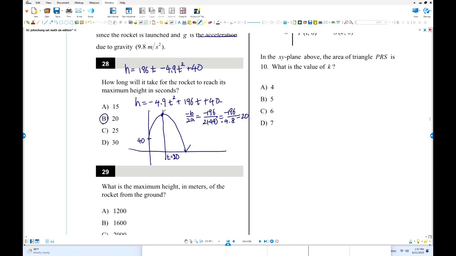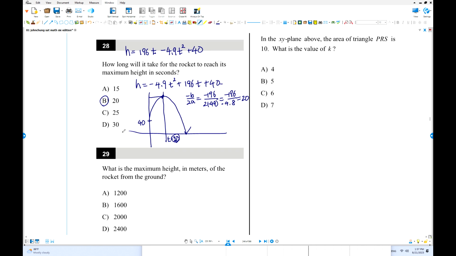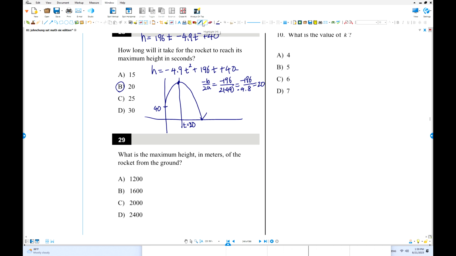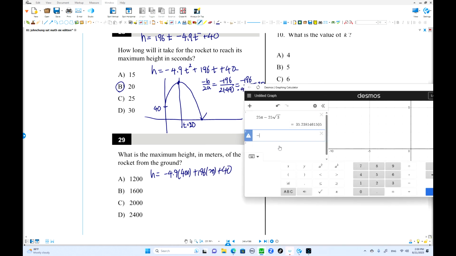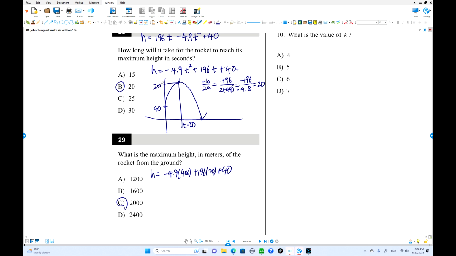What is the maximum height? You're going to find the value of y here when t equals 20. Put this number 20 there. This is number 29. What is the maximum height in meters of the rocket from the ground? So for maximum height, use a calculator, okay? Negative 4.9 times 20 squared, which is 400, plus 196 times 20 plus 40. To avoid confusion, you better use the calculator carefully, okay? So the maximum height is 2000. That's the answer.